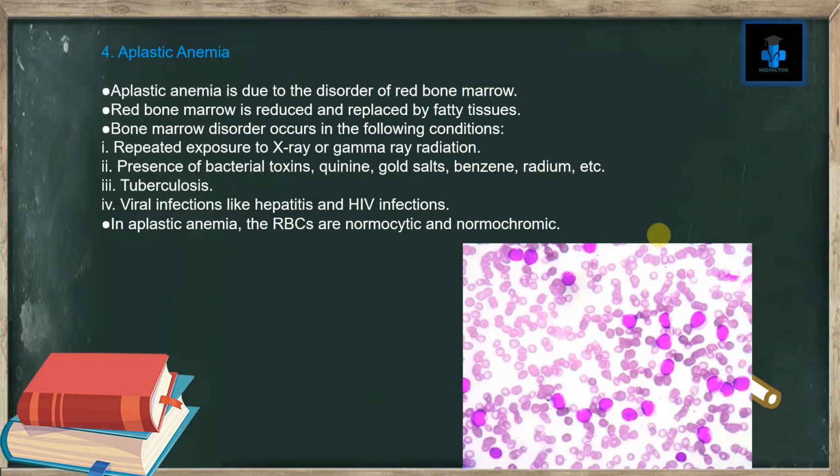Number 3. Tuberculosis. Number 4. Viral infections like hepatitis and HIV infections. In aplastic anemia, the RBCs are normocytic and normochromic. This is how it looks microscopically.